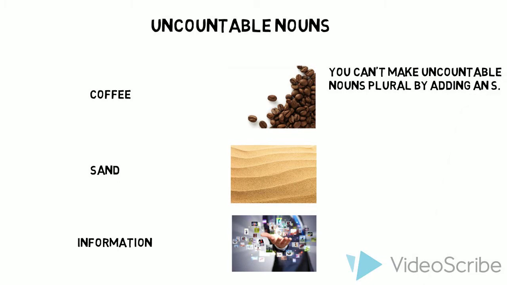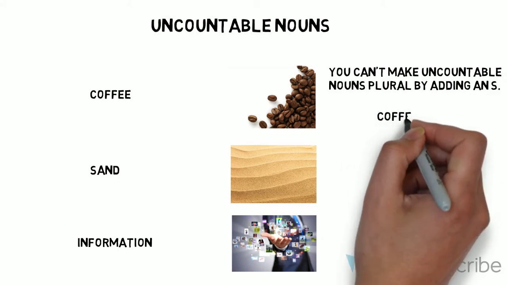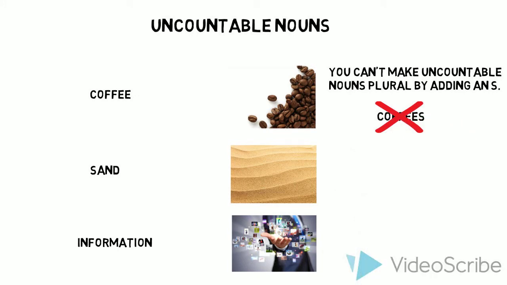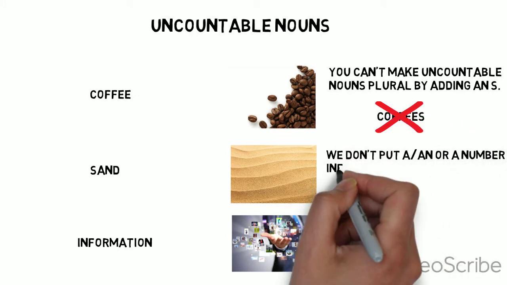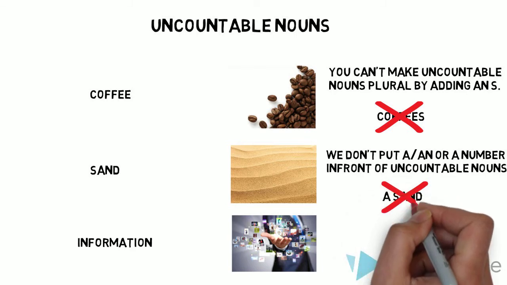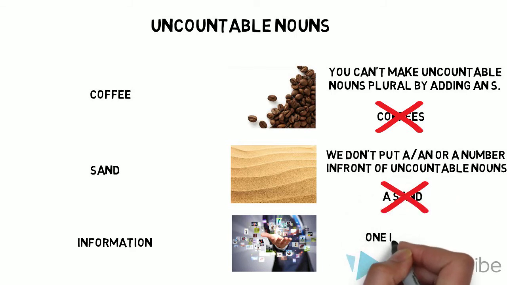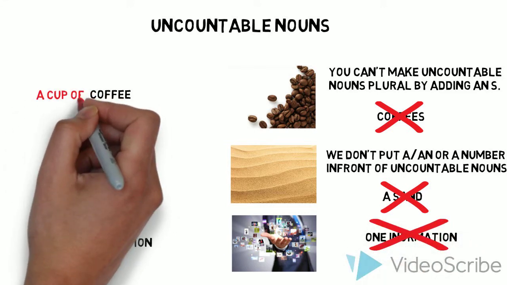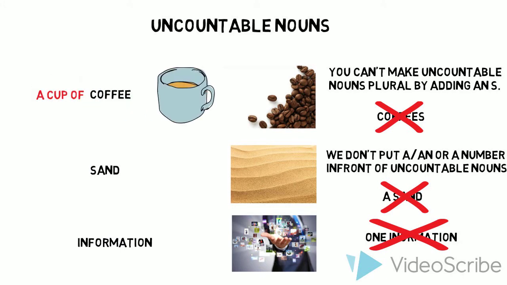You can't make uncountable nouns plural by adding an S. You can't say coffees, for example, that is wrong. We don't put a or an or a number in front of the uncountable noun, like a sand is wrong. One information is also wrong. To make uncountable nouns countable, we add a unit of measurement, like a cup of coffee, or a quantifier, like a lot of sand, or much information.